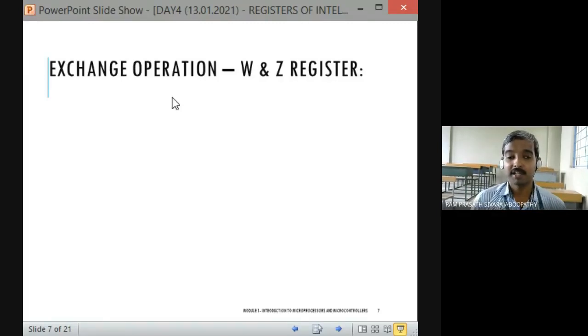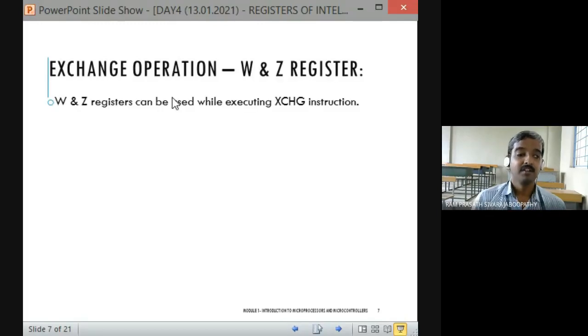Clear? What do you do in a mobile exchange? In a mobile phone exchange, what do we do? We give the old phone and take the new phone. What we had goes to the shopkeeper, correct? What the shopkeeper had comes to us. Is it clear or not? Similarly, in the 8085 microprocessor, we have an exchange operation. Clear? So W and Z registers can be used while executing the exchange instruction.